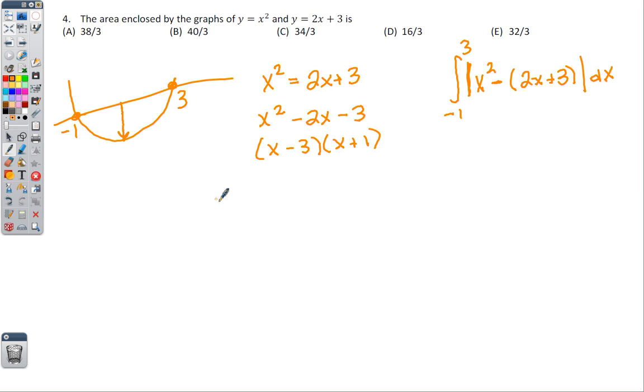This only works if you're on a calculator section. So beware, if you're on a non-calculator section, obviously you could put them in absolute value, but then you're going to have to go back and figure out where they flip over each other, and then un-absolute value it. But if you're on a calculator section, you can do this to save yourself some time. Okay? So then we put it into our handy-dandy graphing calculators.